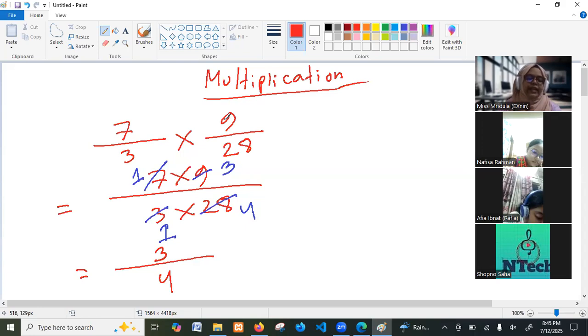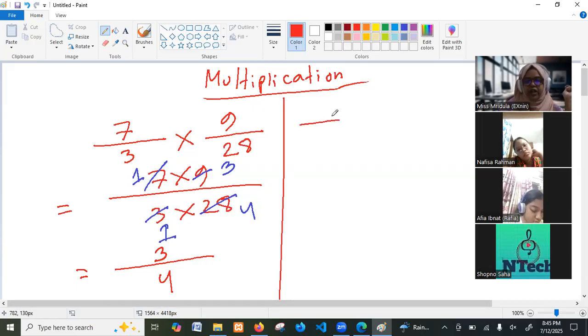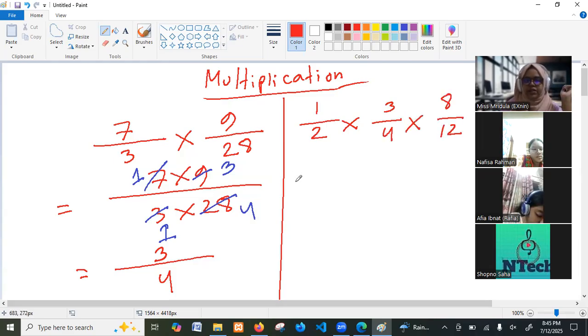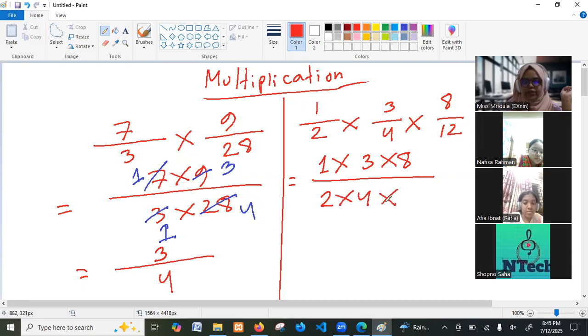In this way, they can give multiple fractions. It's not that they are only bound to give you 2 fractions, okay? It can be 3 fractions as well. If I show you here, like this, we have 3 fractions. So when we have multiple fractions, we just have to multiply our numerators together and our denominators together.